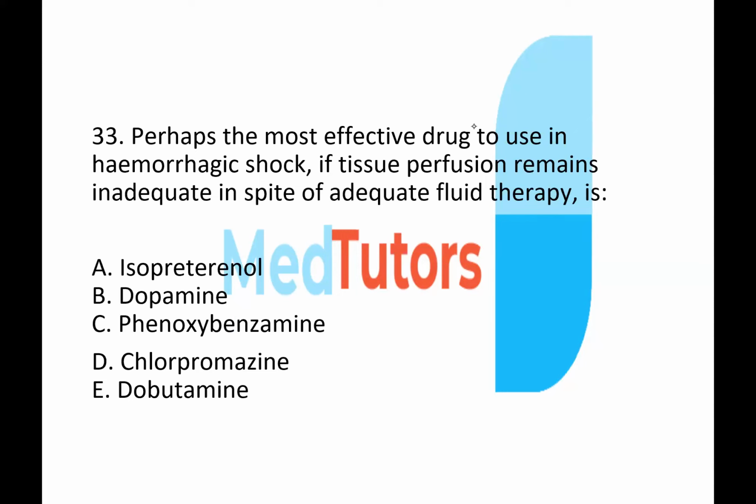If tissue perfusion remains inadequate, in spite of adequate fluid therapy, what will you give? You give vasodilator, correct? So which one will you give? A, isoproterenol, dopamine, phenoxybenzamine, chlorpromazine, dobutamine. Yes. You give dopamine. That is B.